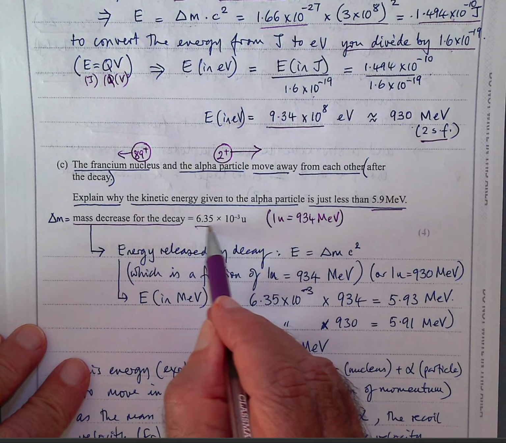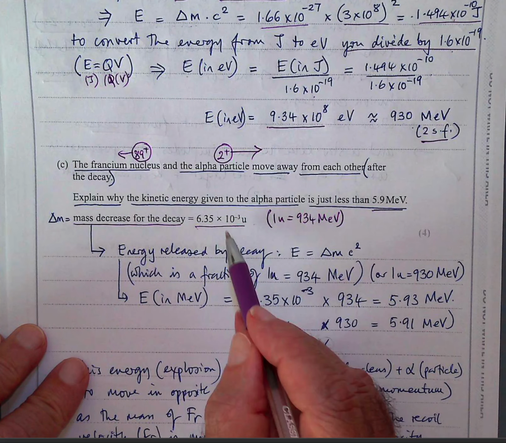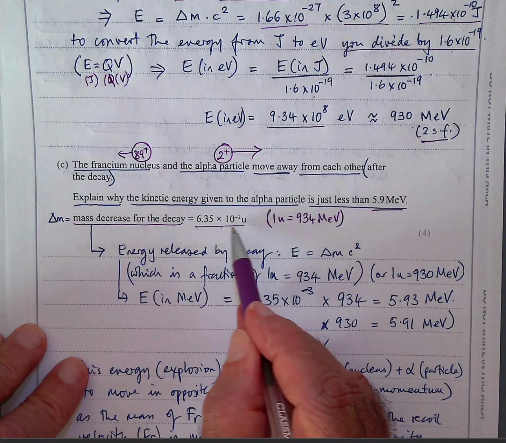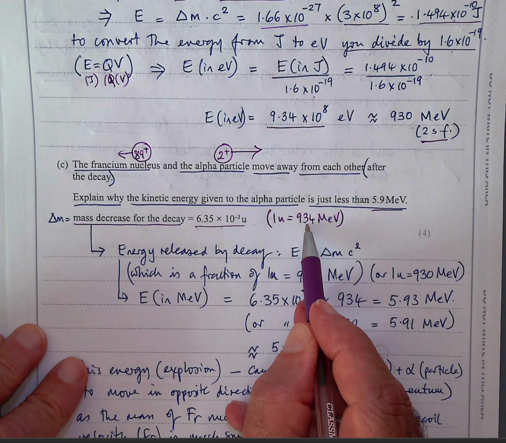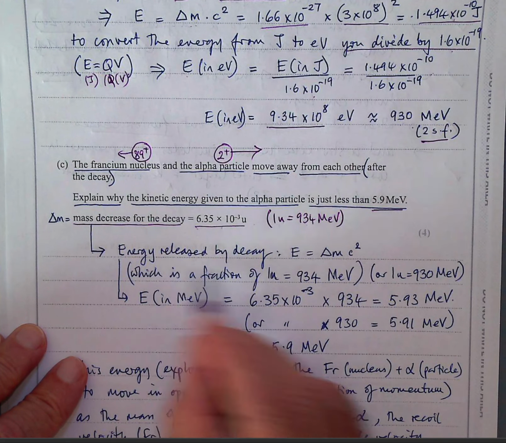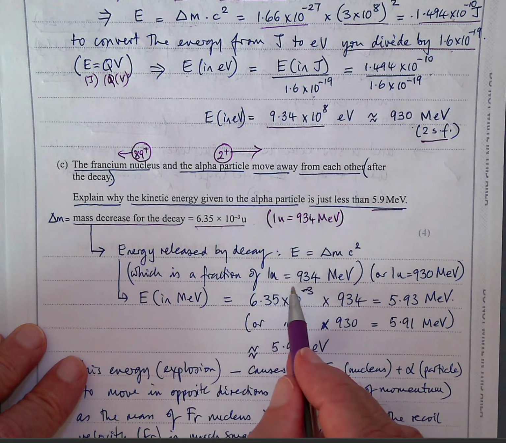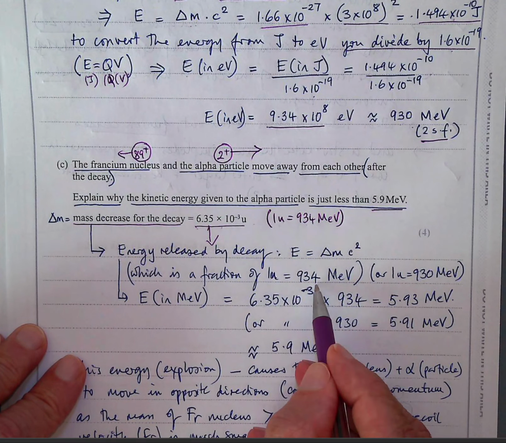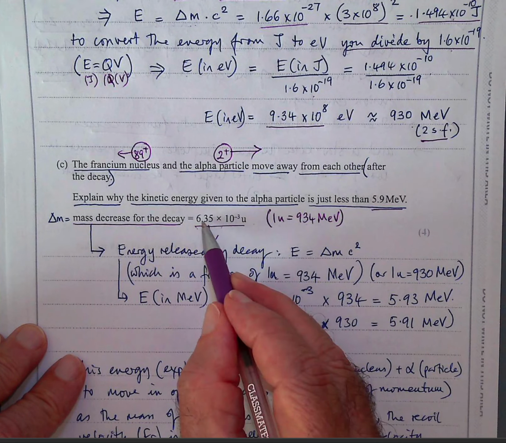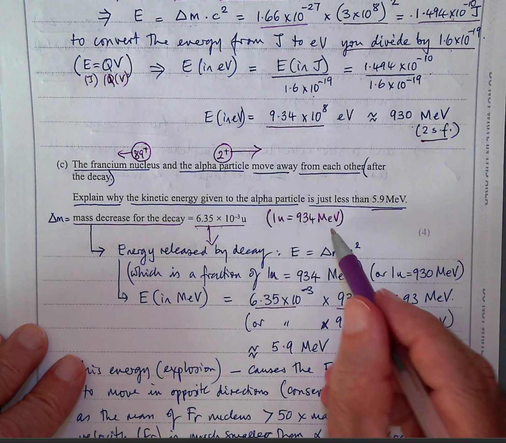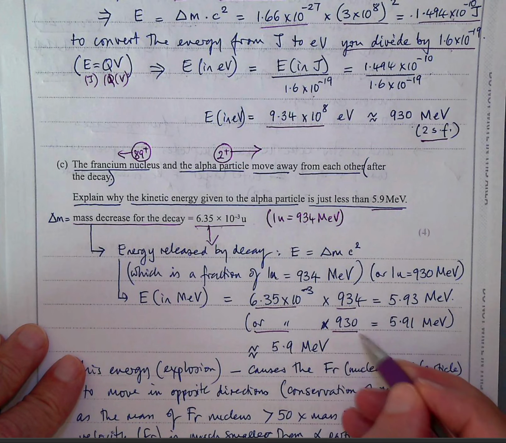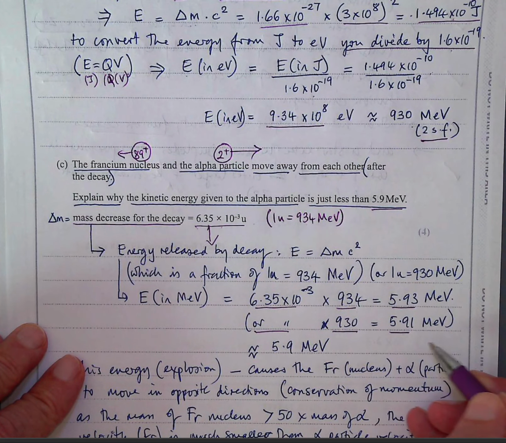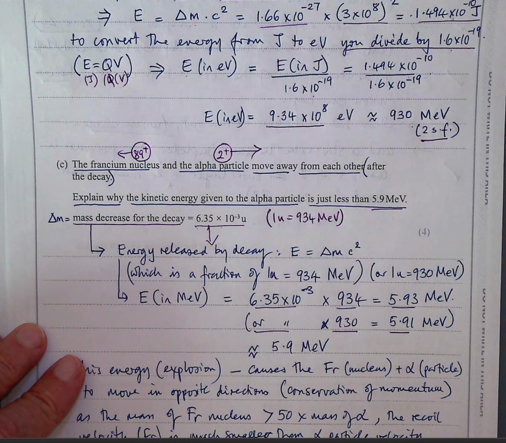Well, first of all, how much is this? This is a fraction of 1 unit. So rather than 1, this fraction of 1 will be the equivalent fraction in megaelectron volts. The energy released is still using E equals mc squared, and it's a fraction of 1 unit. So all you've got to do is multiply this value by 934 if you want to use the accurate value, or you could use the accepted value, which is 930, which I think is on the data sheet. You'll get either 5.93 or 5.91, but this is slightly more than 5.9 megaelectron volts.